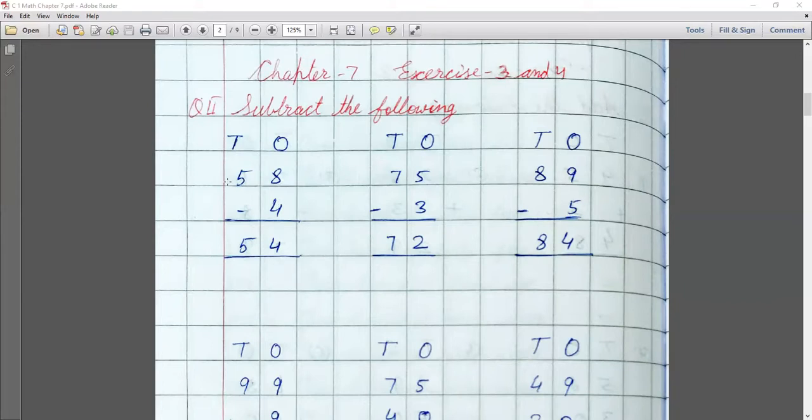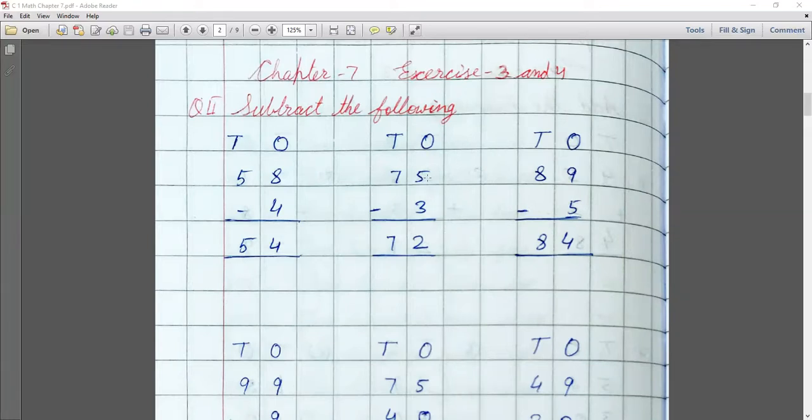And 5. And what is here? Nothing. That's why we write 5 here. When we subtract 0 from any digit, we get the same number. What number do we get? We get the same number.